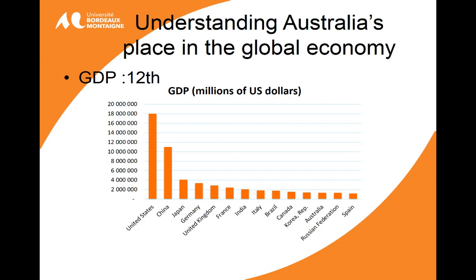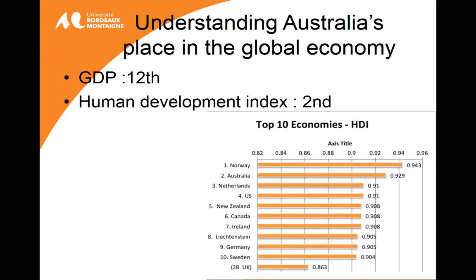Another way to compare Australia with other countries is to look at standards of living. Here you see the results. In 2014, Australia was ranked second in the world in terms of quality of life, according to the United Nations Human Development Index. This shows that Australia has a very high level of economic development.